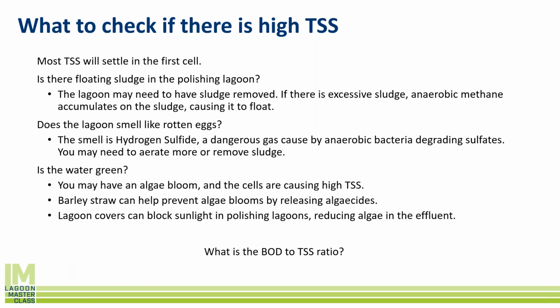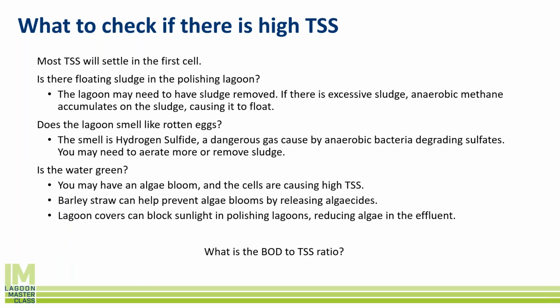So what can we do for that? We can do some really simple things. You can add things like barley straw to the influent end of your lagoon. This has been used for decades. You can put the barley straw in there. The barley straw then can release a toxin. It's an algicide, and it doesn't kill algae blooms, but it does prevent the growth of new algae.